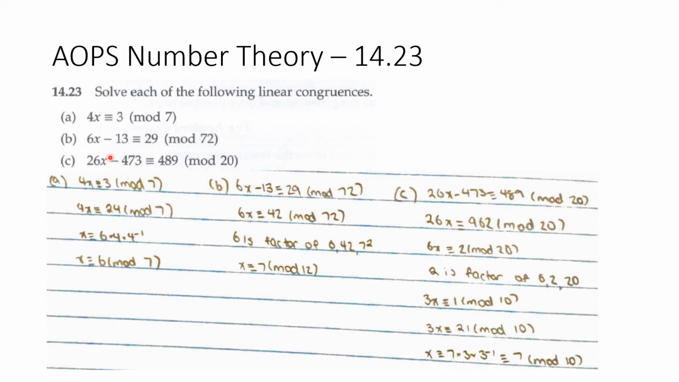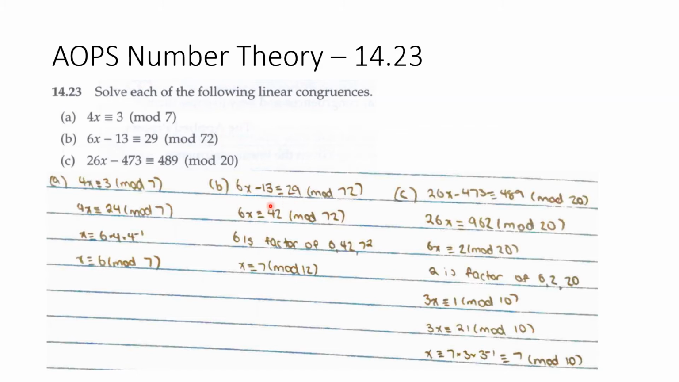B is 6x minus 13 is congruent to 29 modulo 72. So 6x is congruent to 42 modulo 72. Since 6 is a factor of 6, 42, and 72, x is congruent to 7 modulo 12.